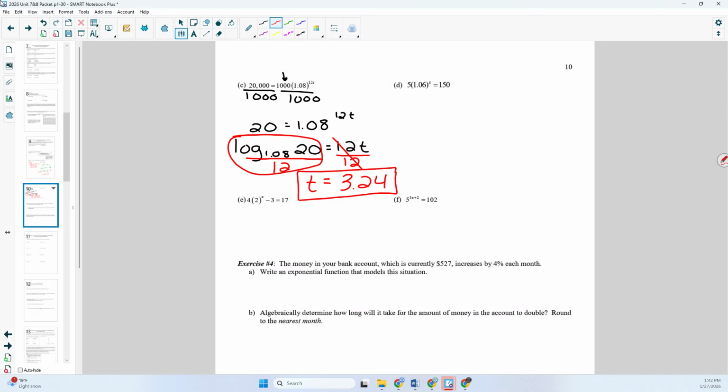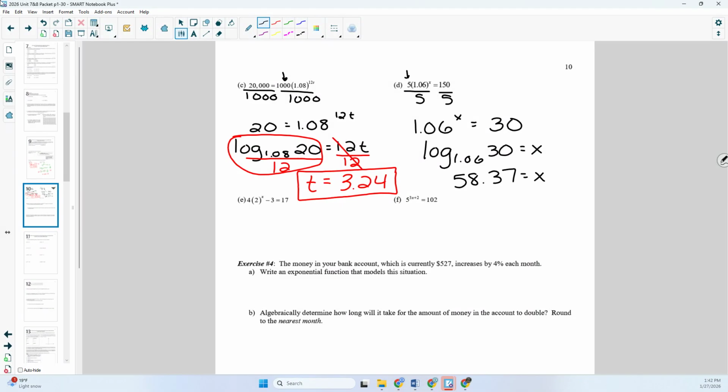In the next problem, we also have a number in the front that we have to divide by first, right? Because we take care of multiplication and division before we do exponents. The log step is an exponent step because logs equal exponents, so we want to do the multiplication and division first. So converting over to log form, and then typing that in my calculator, I get 58.37 equals x.